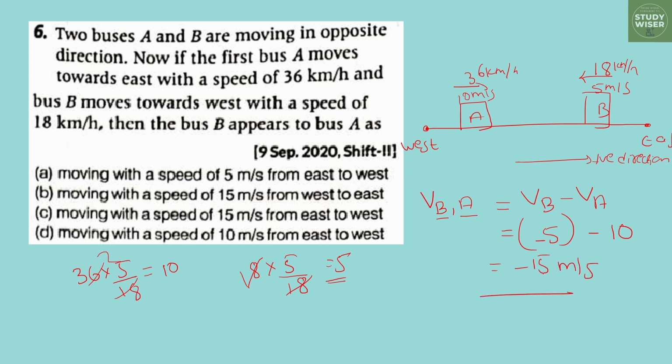అంటే ఆప్షన్ ఏమొచ్చింది? ఆప్షన్స్ 2 ఉన్నాయి, మూవింగ్ విత్ స్పీడ్ 5 మీటర్ పర్ సెకండ్, 15 మీటర్. మూవింగ్ విత్ స్పీడ్ 15 మీటర్ పర్ సెకండ్ ఫ్రమ్ వెస్ట్ టు ఈస్ట్ అంటే ఇది పాజిటివ్ రావాలి, కానీ మనకు వచ్చింది నెగిటివ్, అంటే ఫ్రమ్ ఈస్ట్ టు వెస్ట్ అని అర్థం. అంటే ఆప్షన్ సి ఈజ్ ద కరెక్ట్ ఆన్సర్.